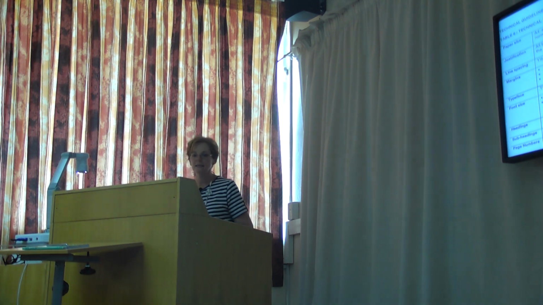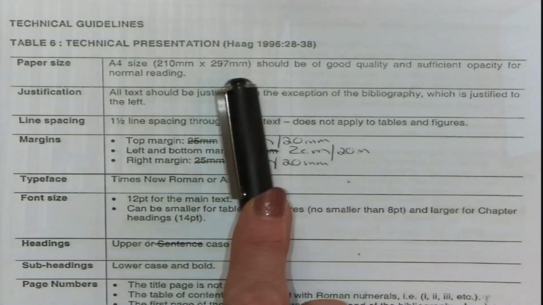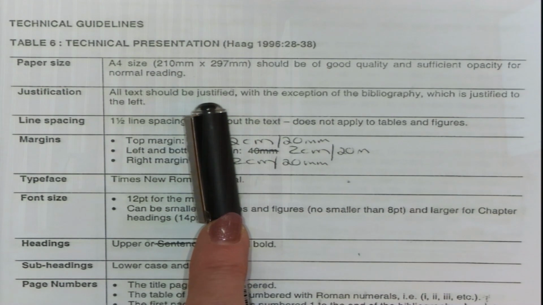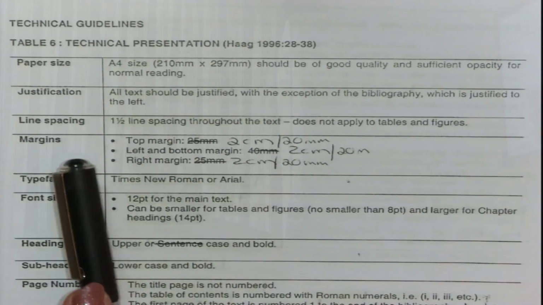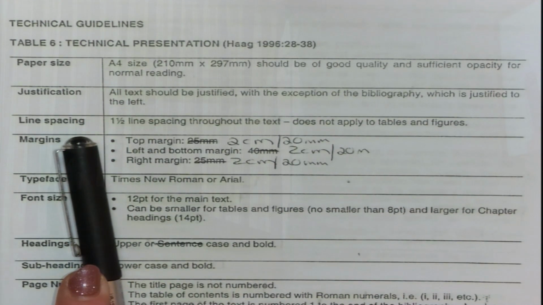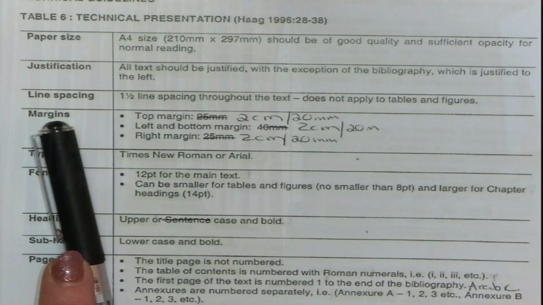The first one is the paper size that we are going to use. You use A4 paper, and it comes as standard. Do you all know what it means to justify a document? Do you know how to justify it? Okay, I don't need to show you that. Then you're all happy with writing in 1.5 line spacing? No problem? Good. Then we have margins.